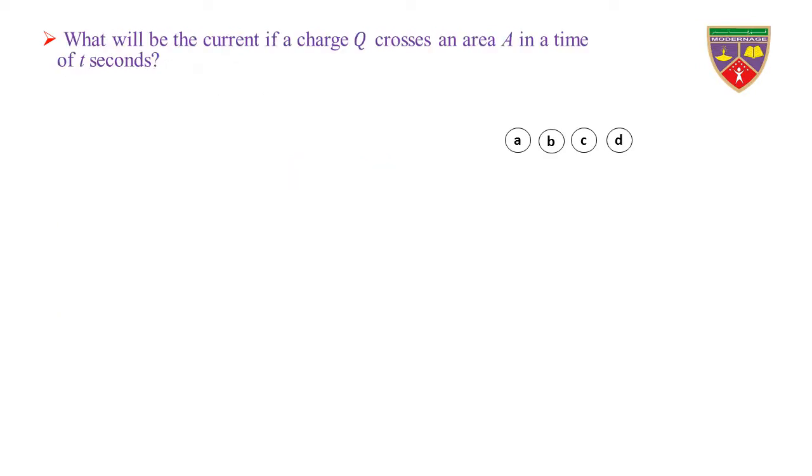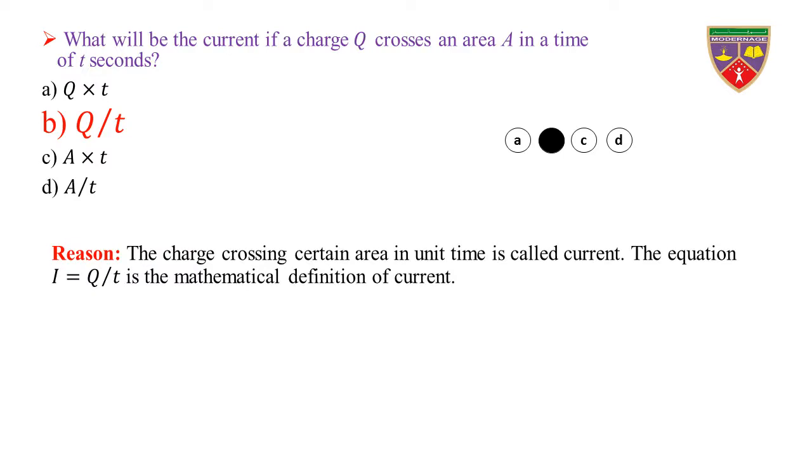What will be the current if a charge Q crosses an area A in a time of t seconds? Option A, Q into T. Option B, Q divided by T. Option C, A into T. Option D, A divided by T. The key is Q divided by T. Therefore, the correct option is B.